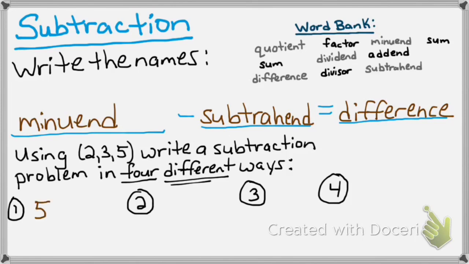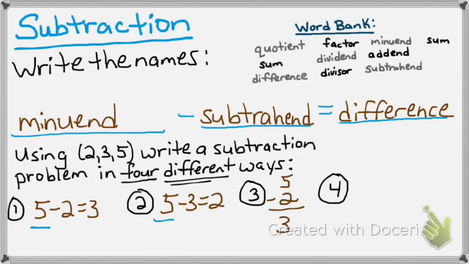So I can write the problem horizontally. 5 minus 2 equals 3, minuend, first number being my largest. Or 5 minus 3 equals 2. I can also write the problem vertically. 5 minus 2 equals 3, or 5 minus 3 equals 2. Again, my minuend, my first number in the subtraction problem, is the largest number.